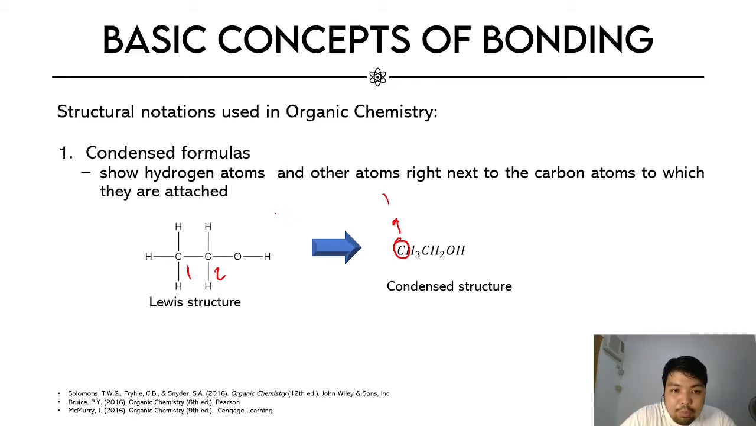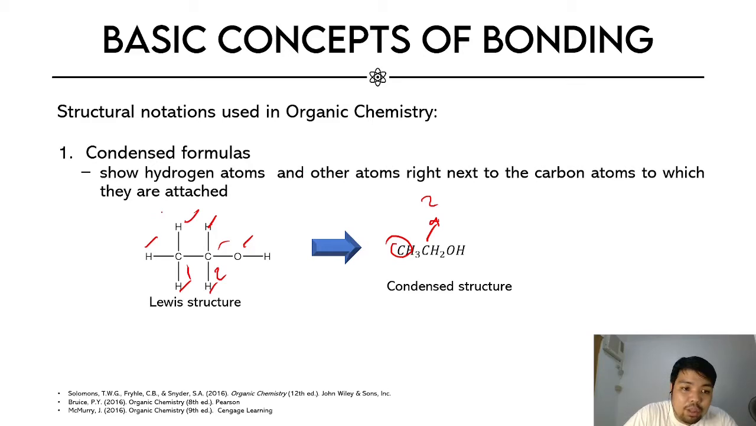The subscript indicates how many atoms of that element are attached to the carbon preceding it. So this carbon here is connected to 3 hydrogen atoms and another carbon atom, as represented by its Lewis structure. Now, this next carbon atom is attached to two other hydrogen atoms and one oxygen atom. So this carbon atom represents carbon 2 in the Lewis structure of ethanol.